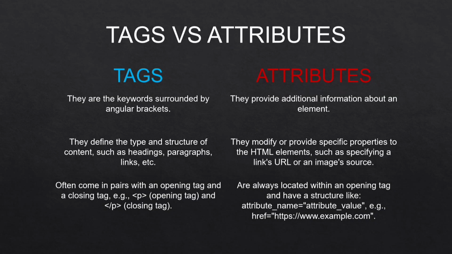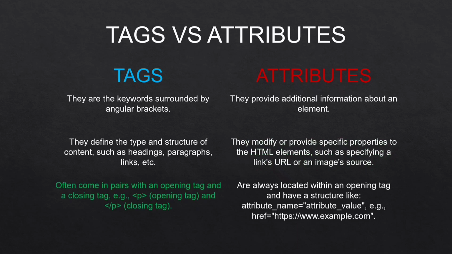Now we are going to take a deep dive into the difference between attributes and tags. Tags are the keywords surrounded by angular brackets, whereas attributes provide additional information about an element. Tags define the type and structure of content such as headings, paragraphs, links, etc. Whereas attributes modify or provide specific properties to the HTML elements, such as specifying a link's URL or an image's source.